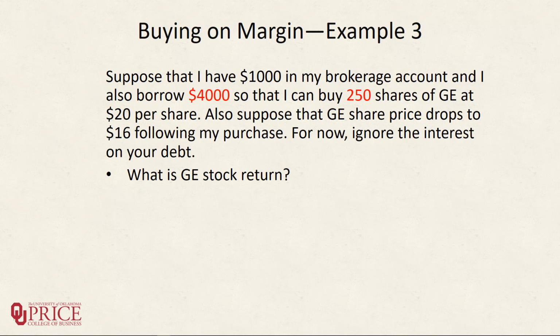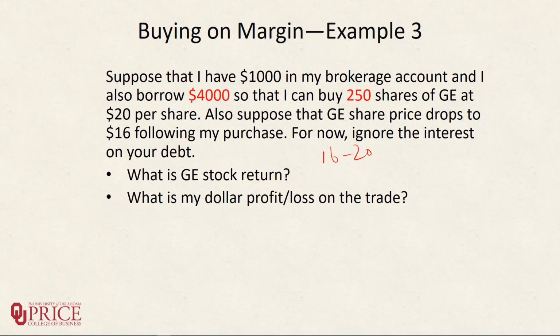GE stock return, so we did this in the previous example, that's 16 minus 20 divided by 20, that's 20%. So that's a 20% loss. What is the dollar profit or loss on the trade? In this case, because we borrowed a lot more money, we bought more shares. So now we hold 250 shares, and on each share we lose $4. So that's a loss of $1,000.